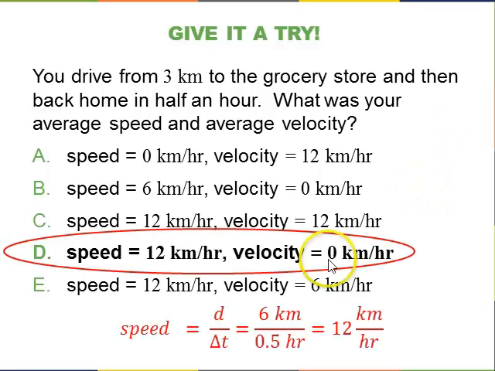Okay, so hopefully you got 12 for the speed. So that comes from 6 kilometers divided by 0.5 hours. 6 divided by 0.5 is 12. And the velocity actually is the displacement divided by the time. So the displacement was 0 because your final and your initial was the same. So your average velocity there is actually 0, which is funny.